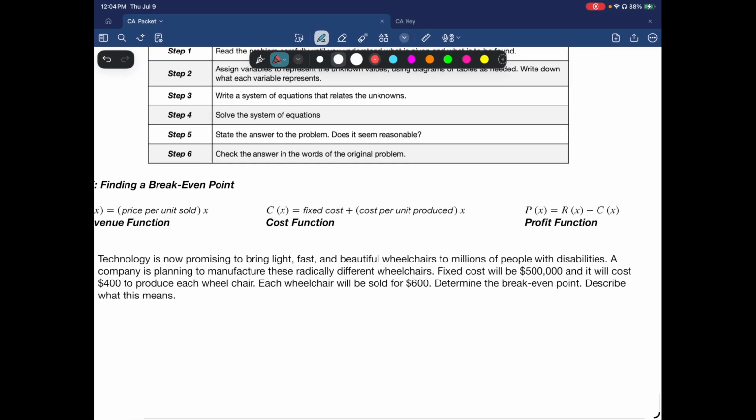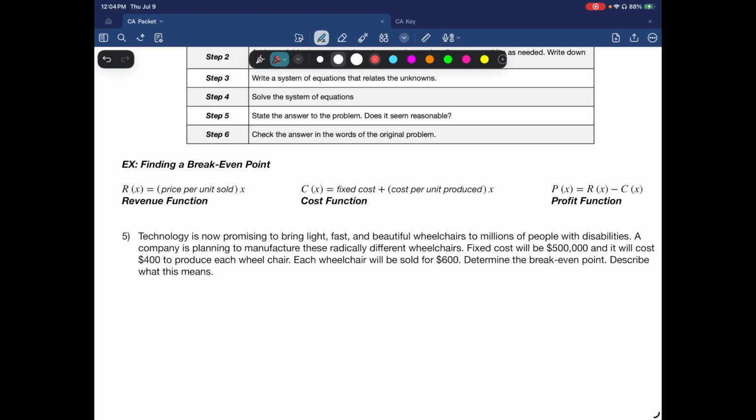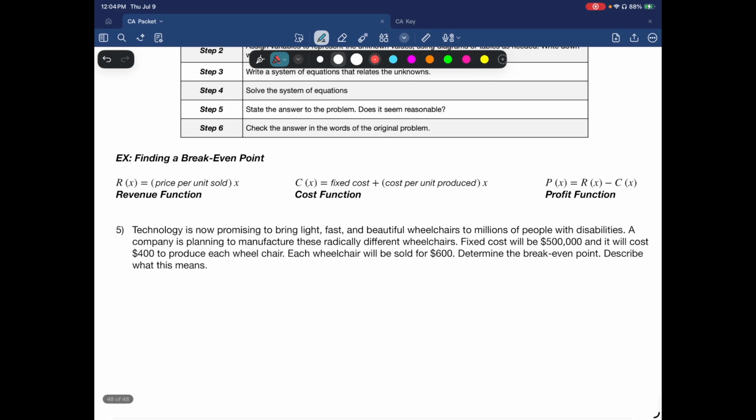So technology is now promising to bring light, fast, and beautiful wheelchairs to the millions of people with disabilities. A company is planning to manufacture these radically different wheelchairs. Fixed cost will be $500,000, and it will cost $400 to produce each wheelchair. All right, well, if you look at this problem, the cost function right here says fixed cost plus cost to produce. All right, so that's fixed cost and cost to produce.